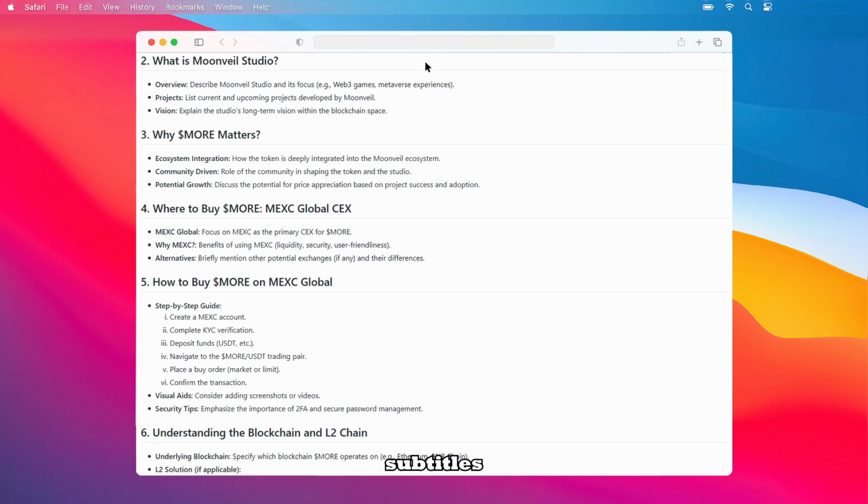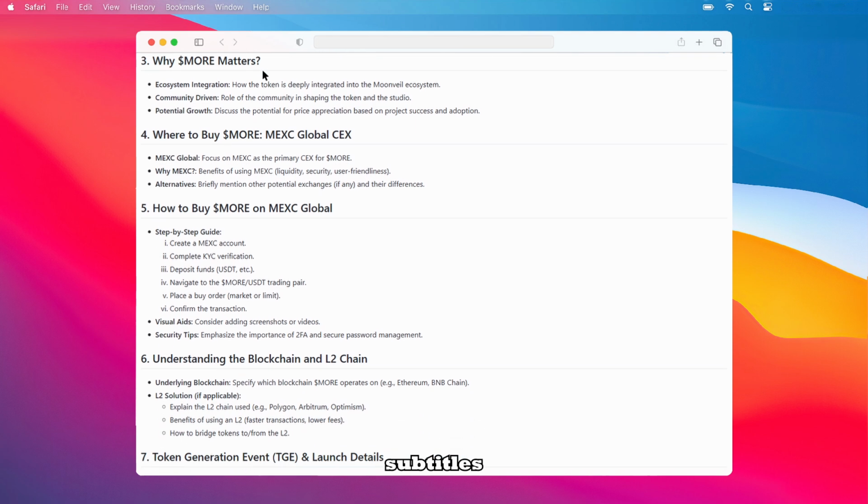The $MORI token matters because it's deeply integrated into the Moonveil ecosystem. It's community-driven, meaning the community plays a key role in shaping both the token and the studio. There's also potential for price appreciation as the project gains success and wider adoption.